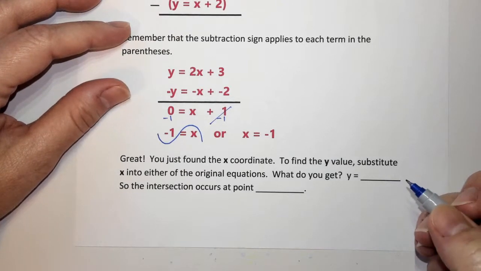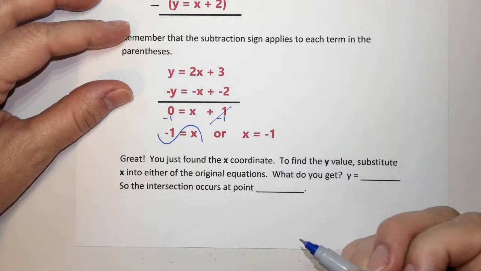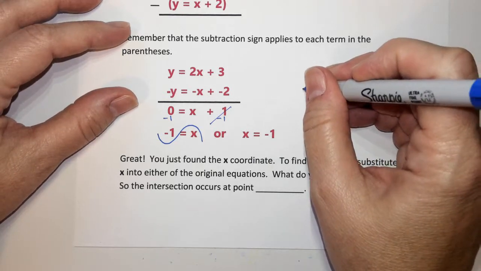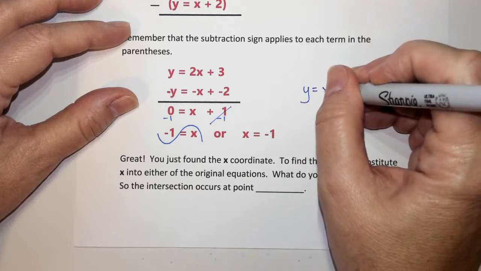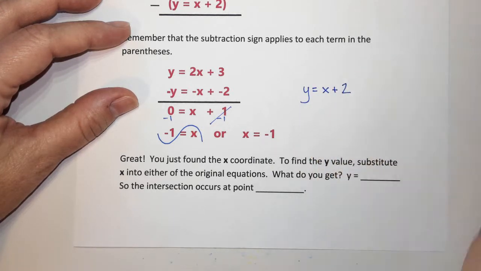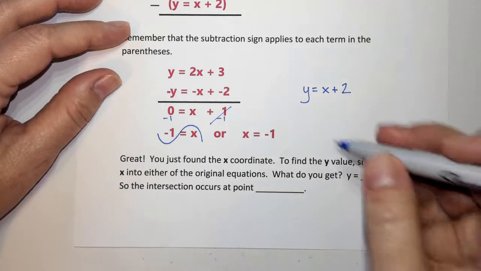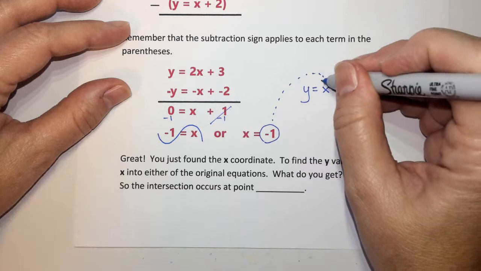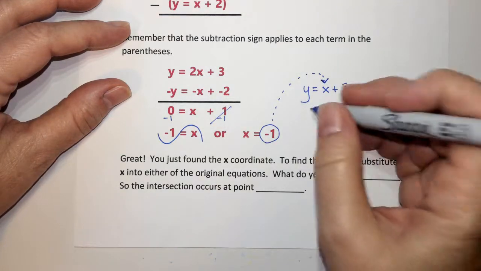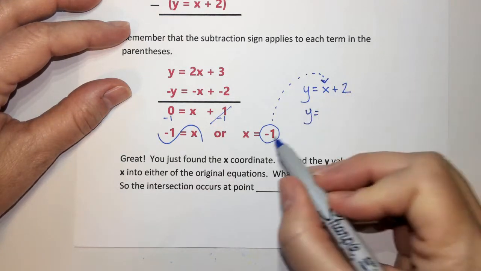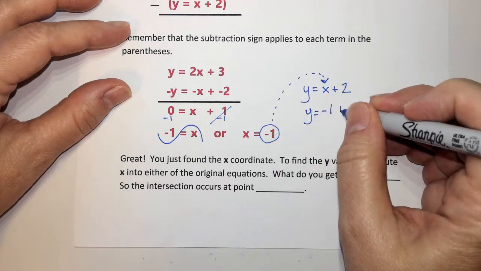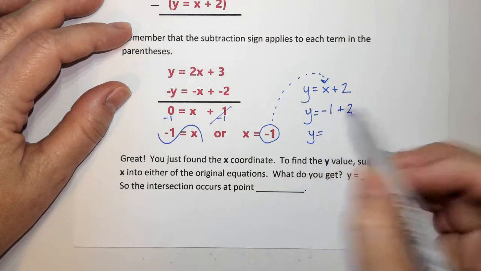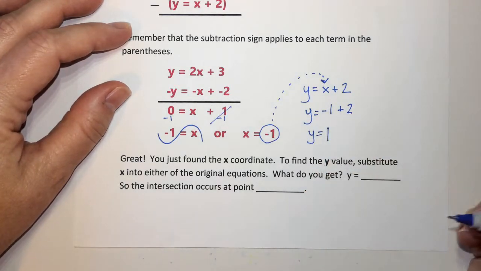Remember, you substitute whatever you just found into either of the original equations. Let's pull one down here. I'm going back to the top and finding y equals x plus 2. That was my original equation. So I'm going to take my x value here and substitute it for x. Then it would look like this. Y equals x is negative 1 plus 2. Y equals 2 minus 1 would be 1.